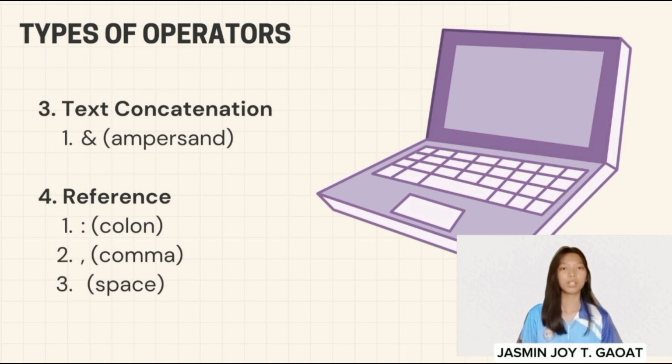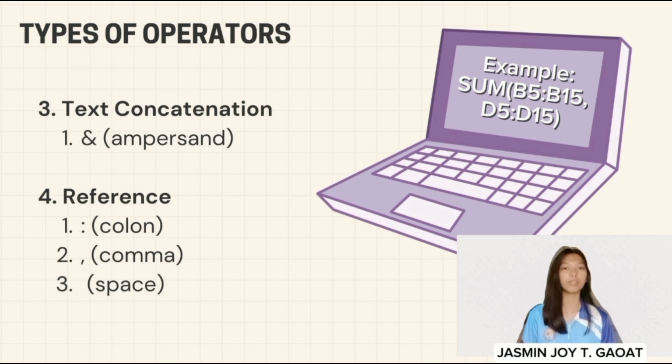Next is the comma, the union operator, which separates different values within functions or formulas and also combines multiple references into one reference. For example, SUM, open parenthesis, B5 and B15, comma, D5 and D15, close parenthesis.